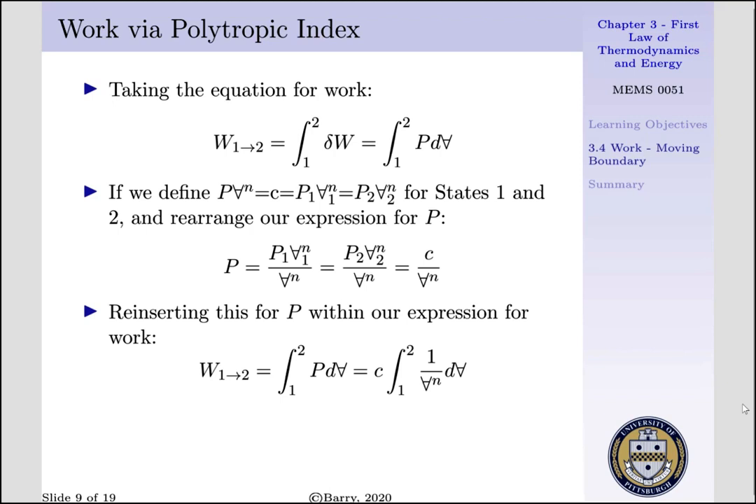If we rearrange this expression for pressure, pressure is equal to P1 v1^n over v^n, which is also equal to P2 v2^n per v^n, which is also equal to a constant per v^n. Now, if we reinsert this expression for pressure within our expression for work, we'd have work from state 1 to state 2 is equal to the integral from state 1 to state 2 of P dV, which is equal to a constant times the integral from state 1 to state 2 of 1 per v^n dV.